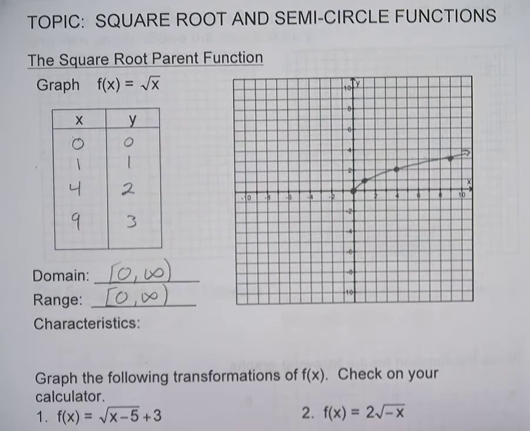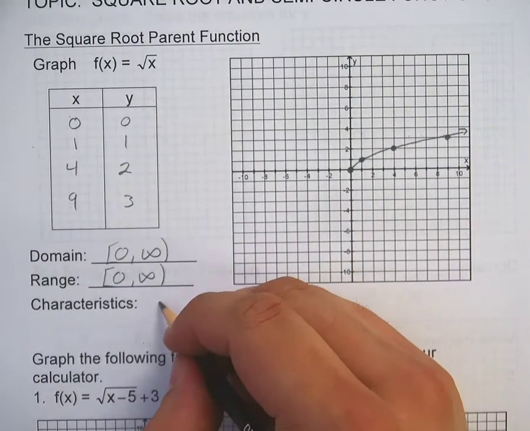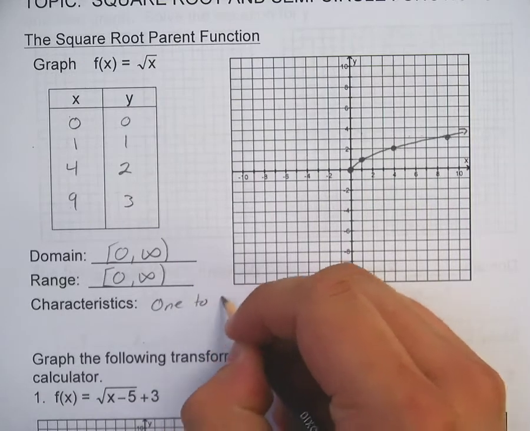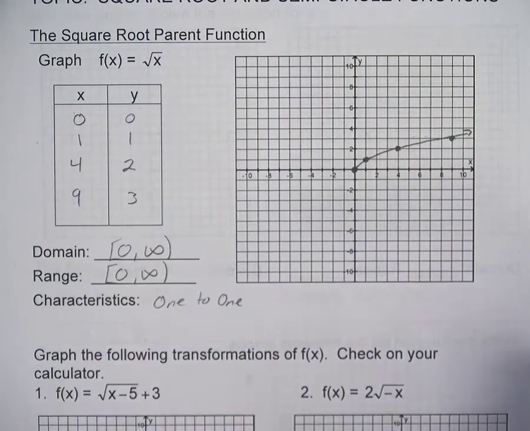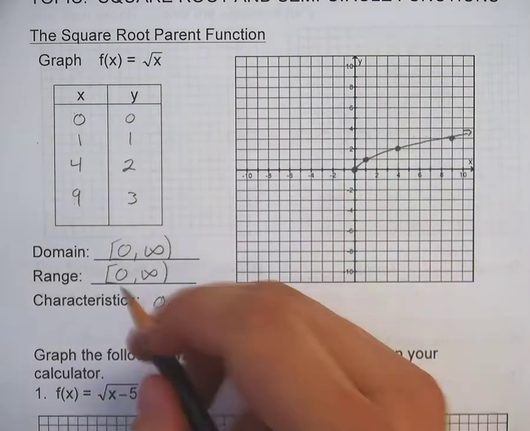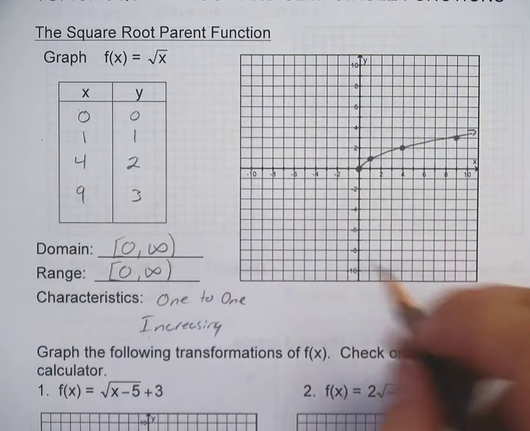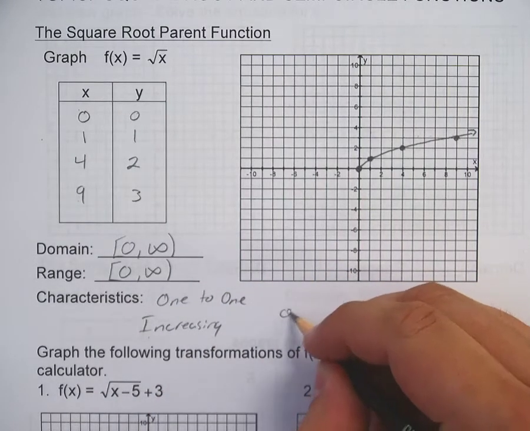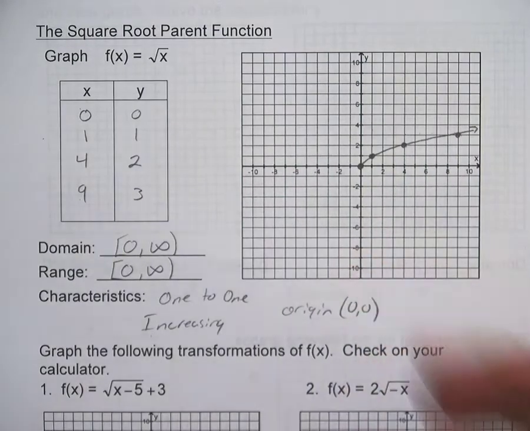All right, and from here, a couple of characteristics. It is 1 to 1. We call this function 1 to 1, meaning that it is 1 x for every y. There's no repeated values here anywhere. It is increasing always, and it goes through 0, 0. Right? This is the parent function. Everything else is built off of this function.